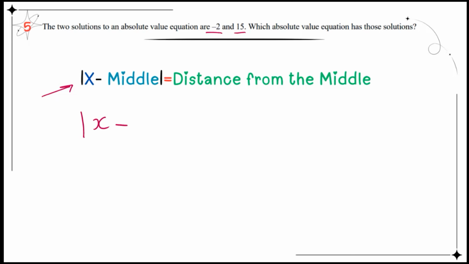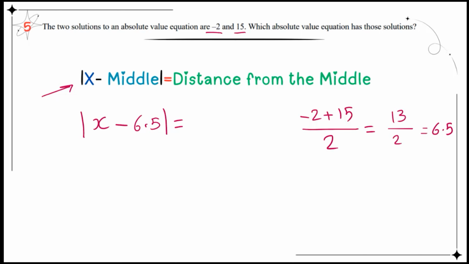Why? Because the distance between 15 and negative 2 is so long, the average is easier. How can we find the average here? By adding the two numbers and dividing by 2. Here negative 2 and 15 will be 13. 13 divided by 2, the answer will be 6.5. Then we write here the middle, 6.5.